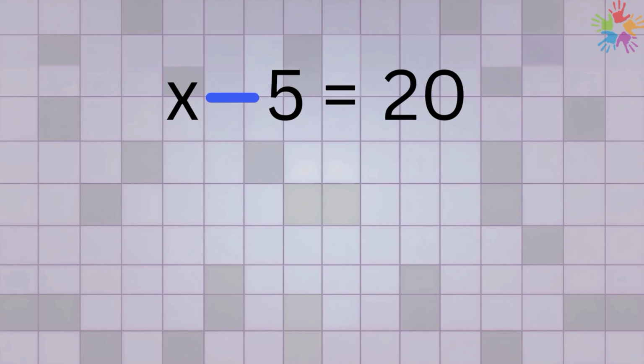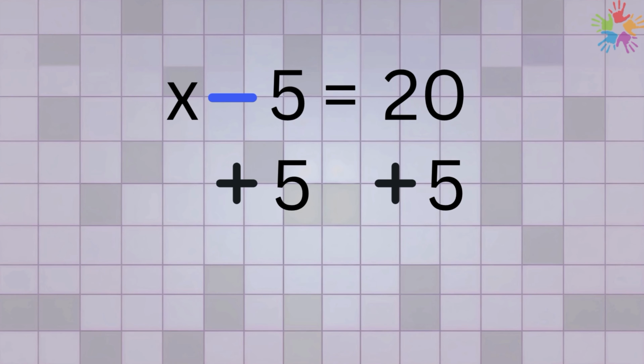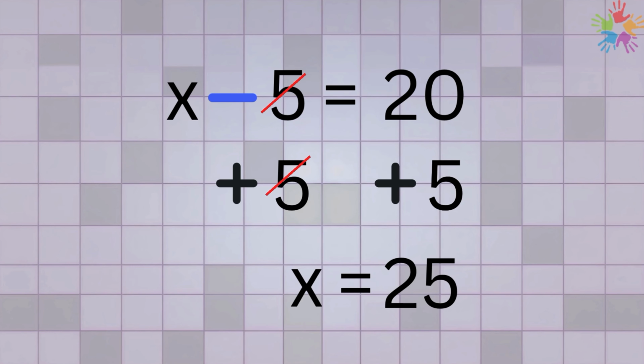A variable - 5 equals 20. We add 5 to both sides. -5 and +5 cancel out. The variable stands alone. 20 plus 5 equals 25. So the variable equals 25.